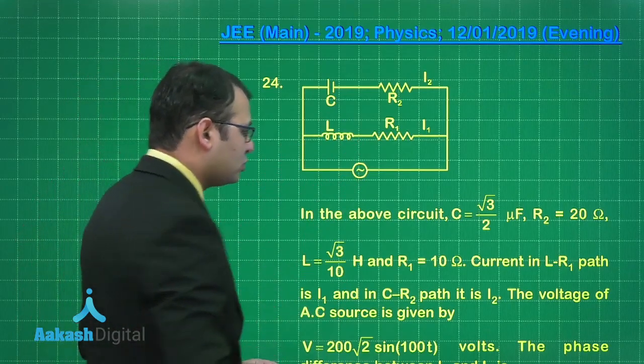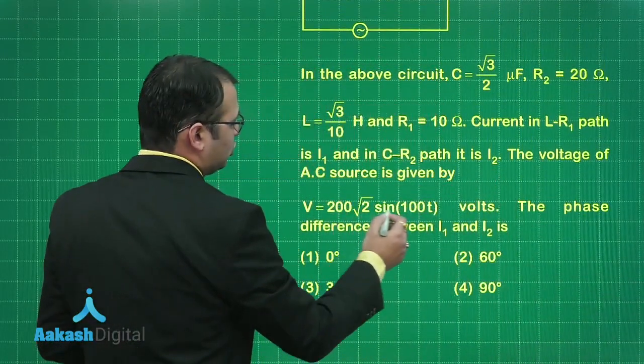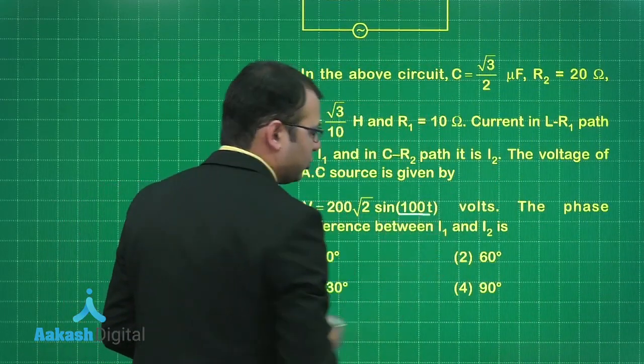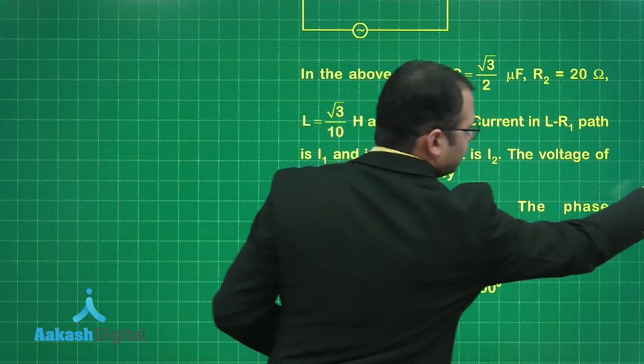Now the voltage source has the rating of 200 root 2 sine 100t. This would be our omega. The phase difference between I1 and I2 is required. So let's start with the solution.